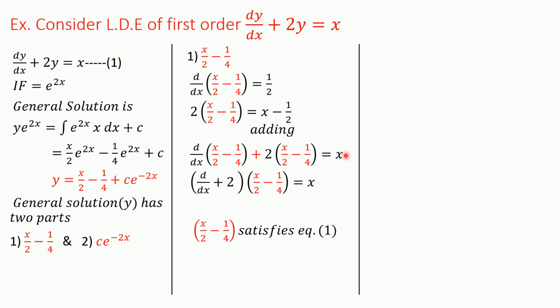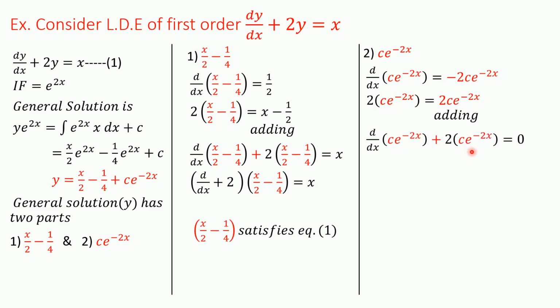Now let's come to the second part, c times e raised to -2x. We'll apply the same method. d/dx of c e^(-2x) is -2c e^(-2x). Then 2 times c e^(-2x) is 2c e^(-2x). Next we add these two and we get 0. Now see, here we are not getting x, we are getting 0. In the previous case we got x. So what does this tell us?